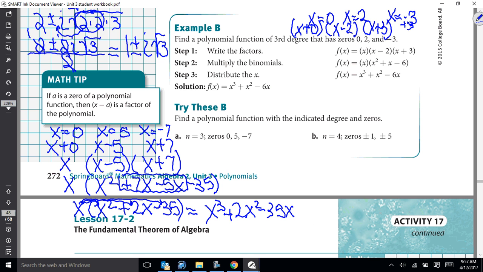So what function has a degree of 3 with these zeros? This polynomial function. What's the n? That's the degree.